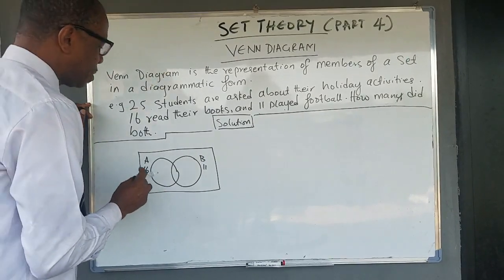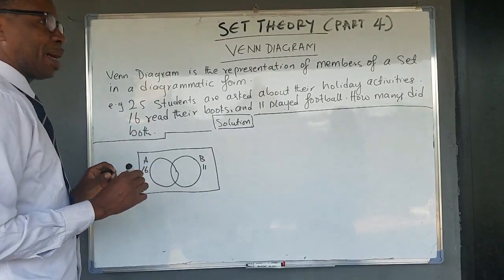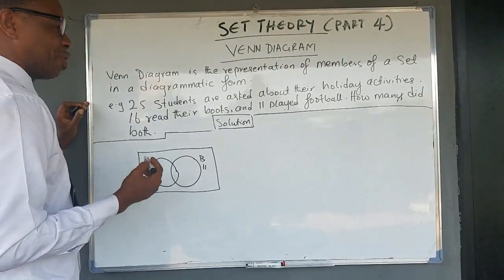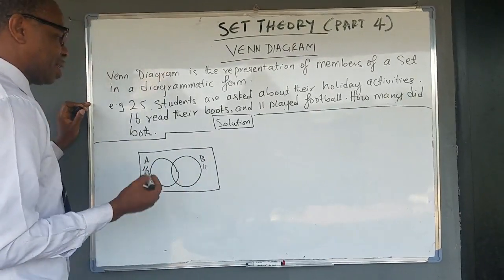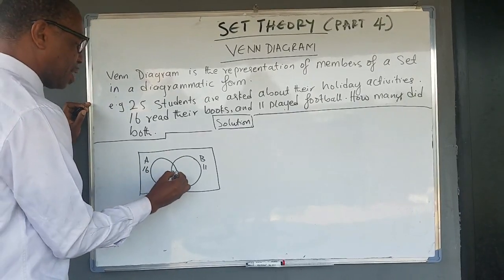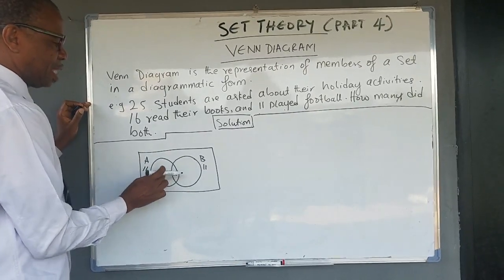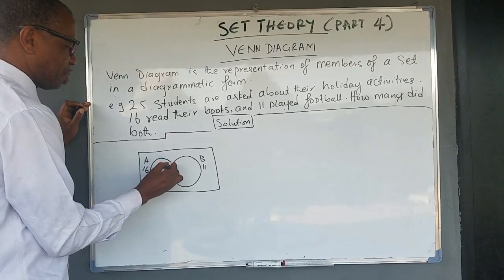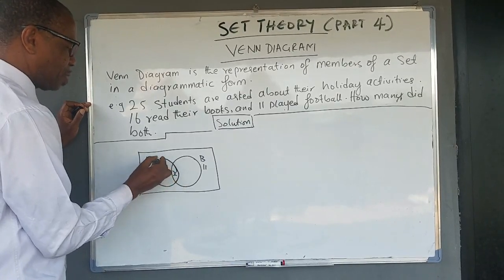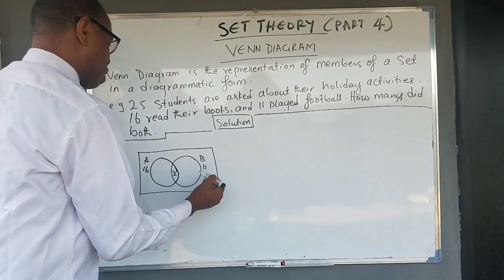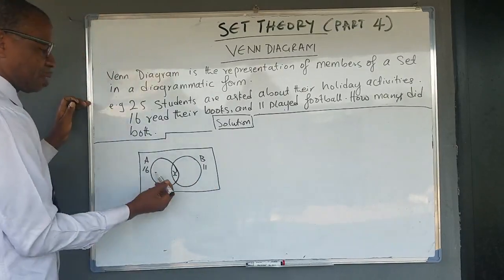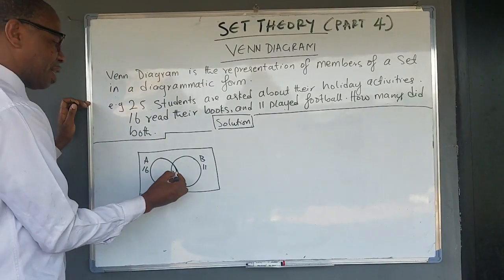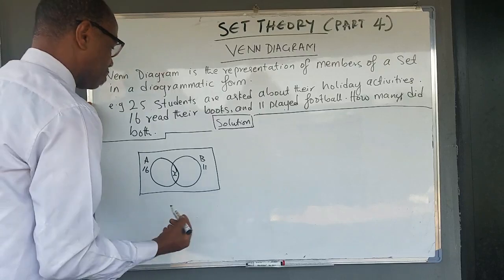Then, those that did both of them, I don't know who they are. I don't know the number. So I'll put X here. Notice why I put X here: this circle crosses the other, which shows that if you look at it from this way, the X is here. If you check from this way, the X is also here. So that means this X represents those that did both of them.